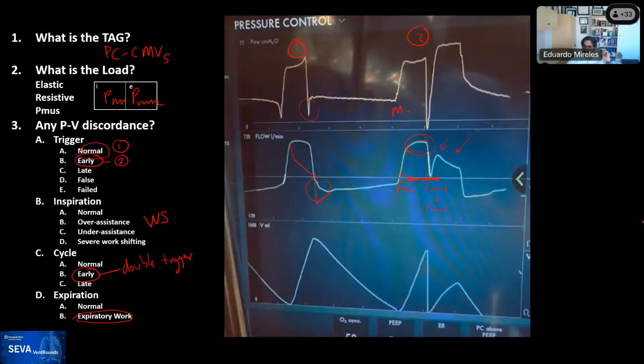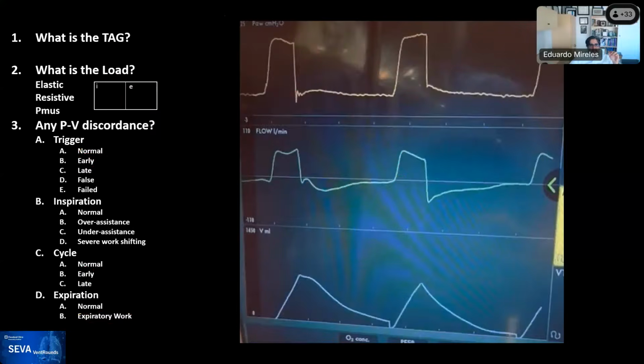Rob? Excellent, thank you so much. Yes, that's exactly right. It's exponential because PMUS is roughly exponential. Excellent. And then the patient goes quiescent again, and so it's PC-CMV again.